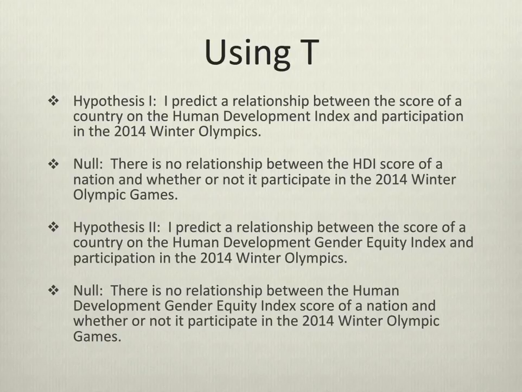Remember, the 2014 Olympic Games is actually a two-category variable. Yes, that country participated. No, that country did not participate. The score on the Human Development Index is an interval ratio level piece of data. It's a numeric score. The lower the score, the higher the country is ranked. So keep that in mind. A lower score is better in this case.